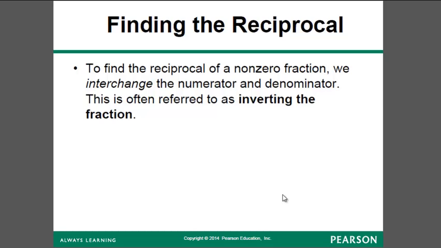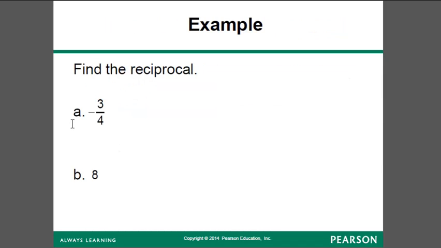Finding the reciprocal. When we're talking about the reciprocal, what we're wanting to do is we want to interchange the numerator and denominator. We're inverting the fraction, or flipping the fraction, when we talk about the reciprocal. So if I want to find the reciprocal of a negative 3/4, what I want to do is I always want to keep my sign and then flip my fraction. So I'll get a negative 4/3.